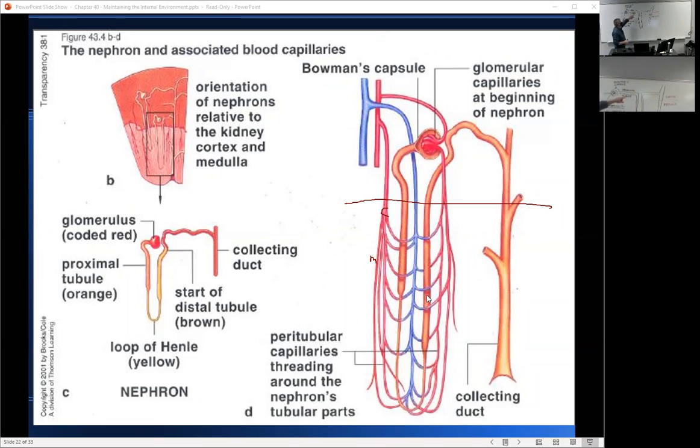The proximal tubule connects to this part that goes down into the medulla of the kidney, then back up to the cortex. This is called the loop of Henle. And this is the structure that's so big in those kangaroo rats that live in the desert. Okay, so this is the loop of Henle.